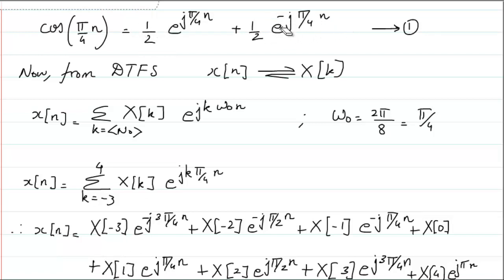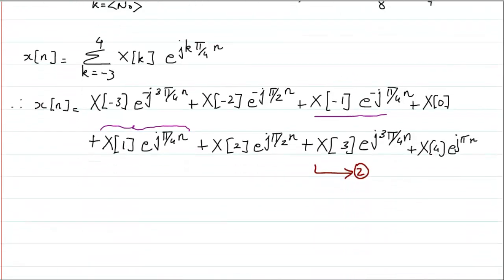Similarly, e raised to power minus j pi by 4 is here, so I can say that x of -1 will be equal to 1 by 2. The rest of these values are not to be found. Only these two values are to be found, this one and this one. The rest are all zeros. So I conclude that x of -1, according to this equation, is 1 by 2, and x of 1 is again 1 by 2. Using that concept, I will write only for these two values 1 by 2.